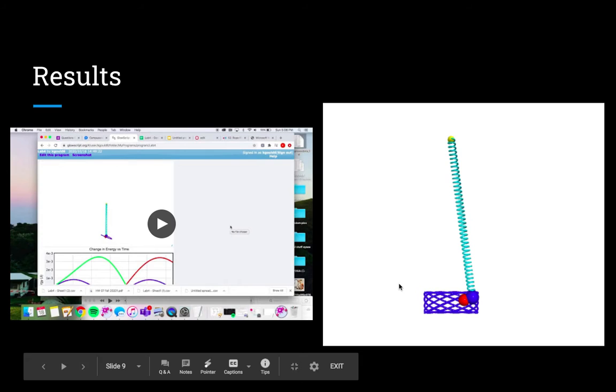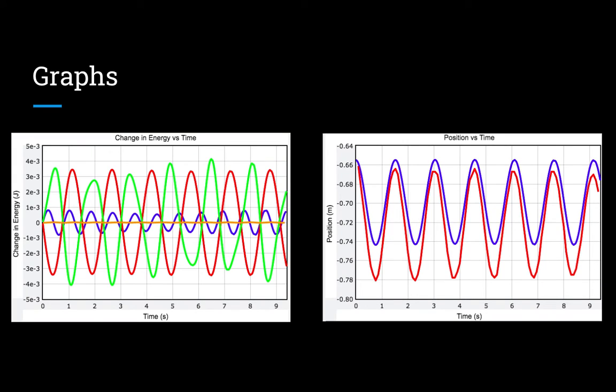Here are the graphs that were generated based off of the Tracker video and then uploading it into GlowScript. On the left, we have the change in energy versus time, and this is displaying all of the potential energies, kinetic energy, etc. And then on the right, we have the mass's position versus time.